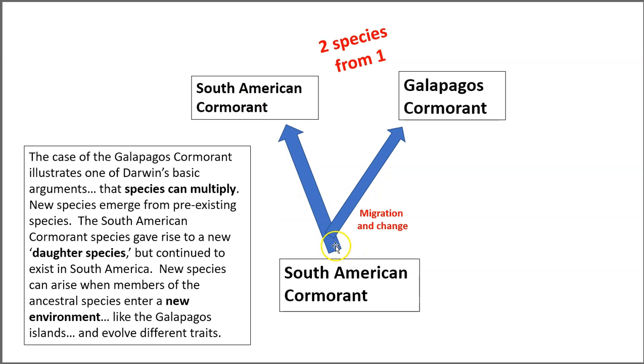New species can arise when members of the ancestral species enter a new environment, like the Galapagos Islands, and evolve different traits. So in this case, the bird lost the ability to fly. Its wings got smaller and smaller. That was the effect of the evolutionary process of natural selection on that population of cormorants on the Galapagos Islands.